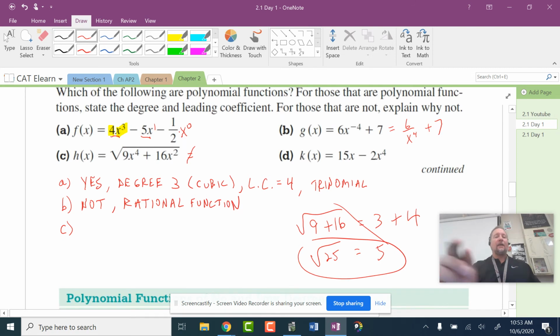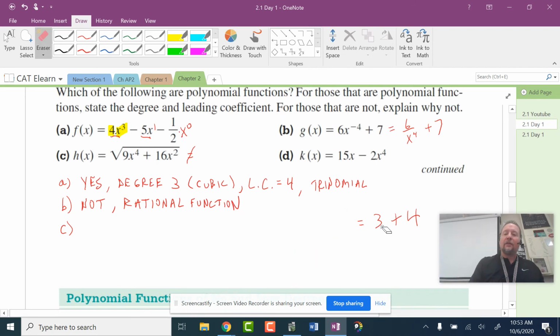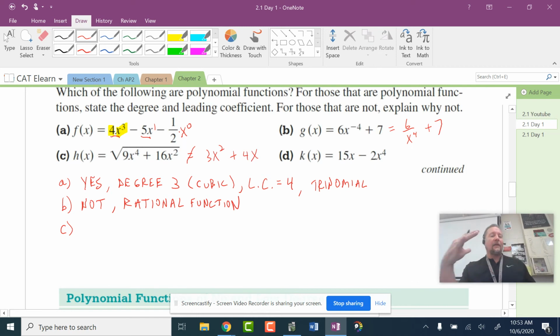So I know students hate when I do this, but you would not believe the work I've seen over the years of students doing crazy things like that. So this is not equal to 3x squared plus 4x. No way. You can't square root those individually. But that being the case, this is not a polynomial, and I'm moving on.